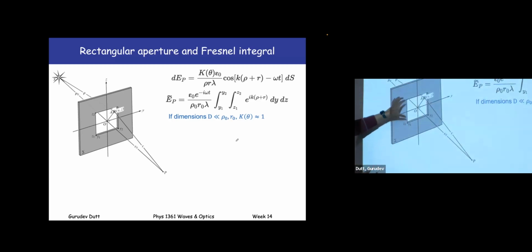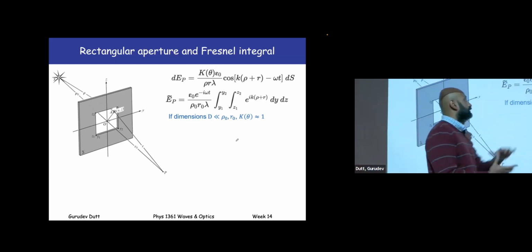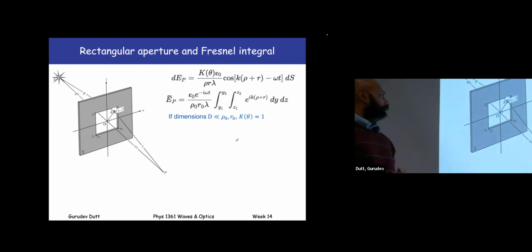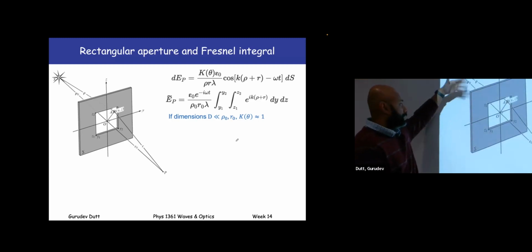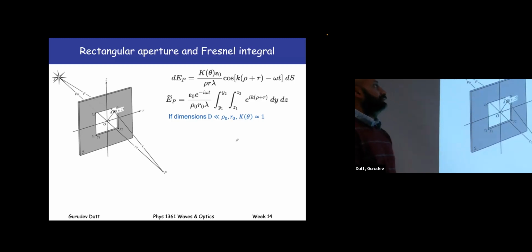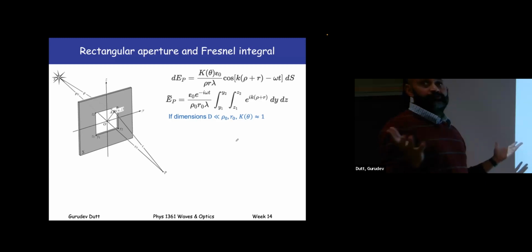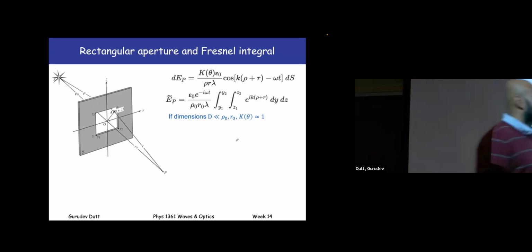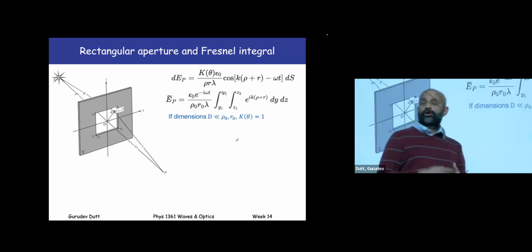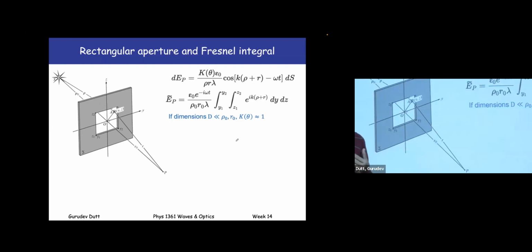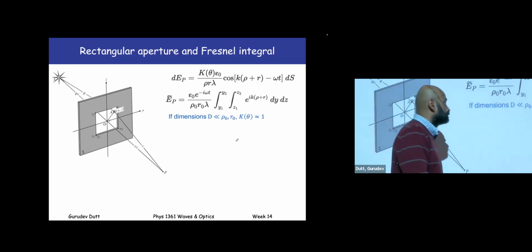That's because if the dimensions d of this aperture are small compared to rho naught and r naught, and we are far away, then the amplitude doesn't vary much over the aperture. But the phase, of course, is important because, as we have said, the phase is multiplied by e to the ik, where k is 2 pi over lambda. So any deviations from rho naught and r naught in the phase matter a lot, because those are cosine or sine functions. So we have to worry about those.